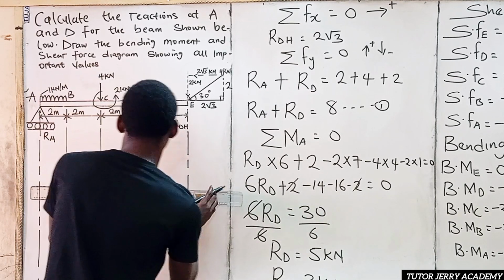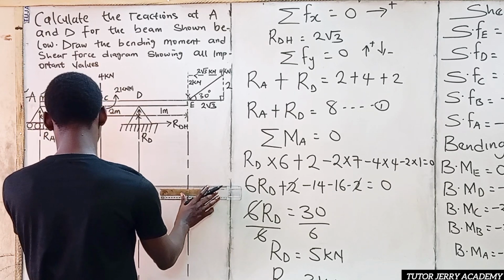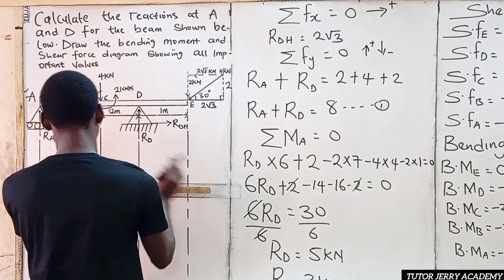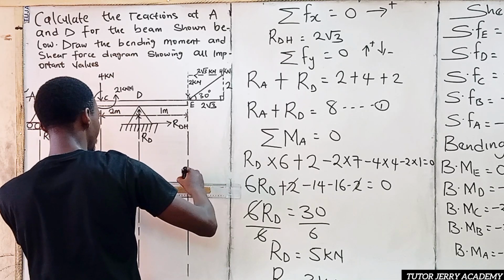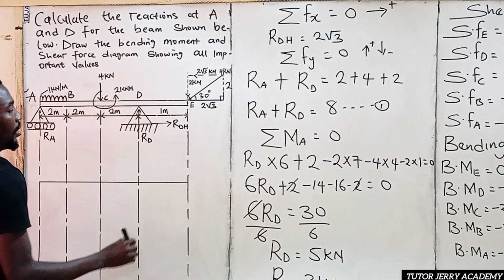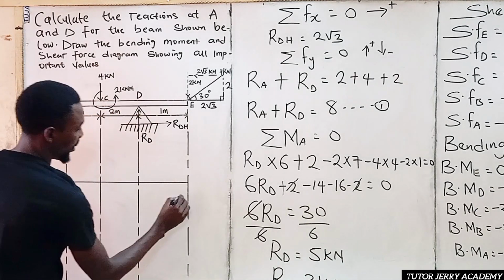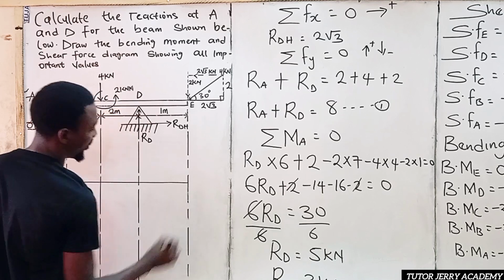All right. So let's just take this point. So this point is perfect. So we are going to draw our shear force diagram first. All right. So at point E, we have this point to be what? -2. So let's take this point as our -2.